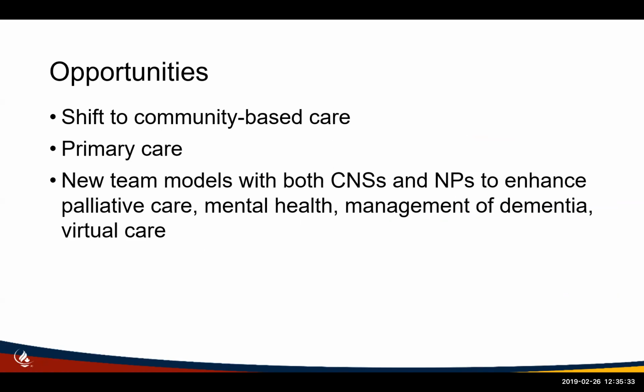Where are the opportunities? Similar to the other framework, we've highlighted some shifts and some opportunities, and we see that there is a role for nursing advanced practice roles in community-based care and primary care. There are also some new models where teams can use CNSs or nurse practitioners to enhance outcomes related to palliative care, mental health, some in gerontology, management of dementia.